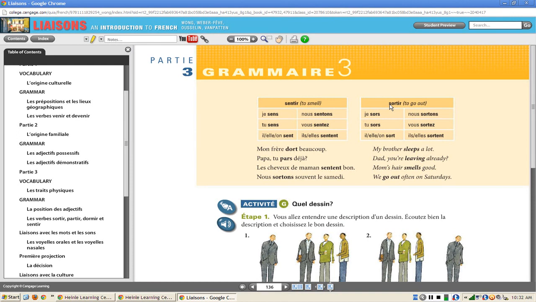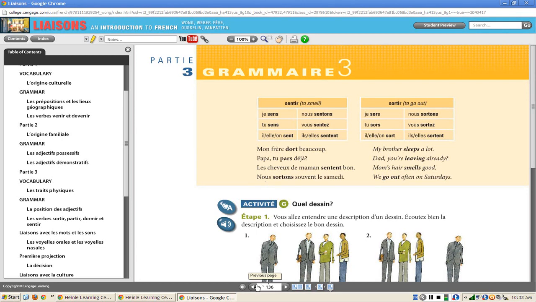You also use sortir to talk about going out on the town, going out to a discothèque. Je sors en ville. I'm going out downtown. Je sors en boîte. That is en boîte, as in discothèque. You also use sortir exactly the way we do in English. They're going out together. Ils sortent ensemble. That means they go out so often together that we now say sortir ensemble to talk about them being a couple, being an item. The book gives you the example, nous sortons souvent le samedi. We often go out on Saturdays.